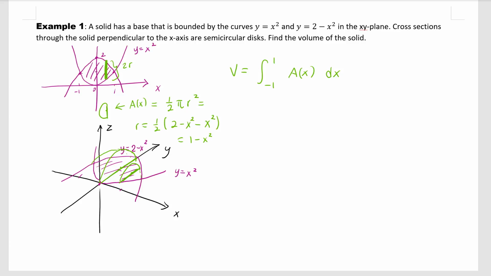Okay, then what is A of x now? It is 1/2 pi r squared, where r is 1 minus x squared. Okay, so this is A of x. Finally, my V is the integral from -1 to 1 of 1/2 pi times (1 minus x squared) squared dx. So this is our integral. So far, so good, everybody?